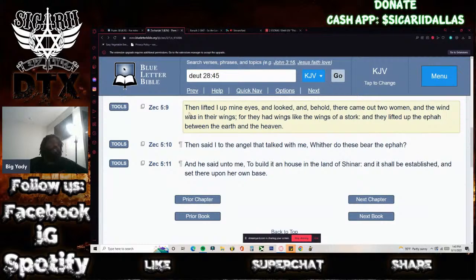So going back through this, it says, then lifted up mine eyes and looked, and behold, there came two women. We're going to get into what these two women are through the precepts and prove what they are. And I'll go ahead and say it right now. It represents the Europeans. It also represents the so-called Jewish man as well. All of them combined are these two women, these two Gentile nations, right, that had the power of the wings of a stork.